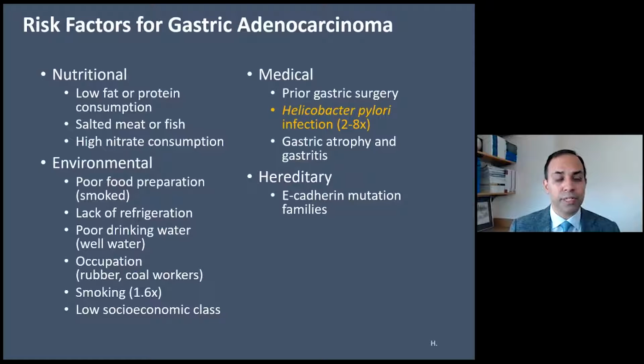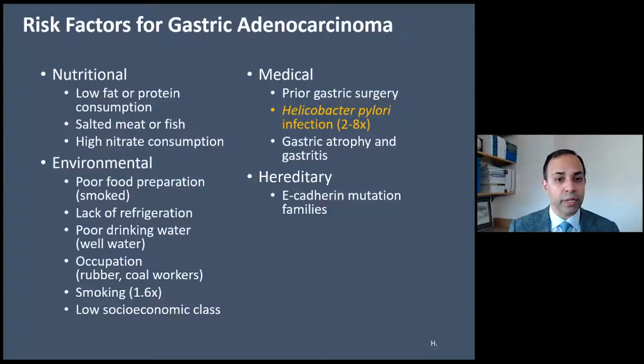With gastric cancer, the primary form of gastric cancer seen is gastric adenocarcinoma. There have been a number of risk factors identified that predispose patients towards developing gastric cancer. These can roughly be broken down into nutritional and environmental factors, medical comorbidities or history, and hereditary factors. Germline mutations in the E-cadherin gene are associated with a form of familial gastric cancer that is inherited in an autosomal dominant pattern. This is the only clearly identified inherited risk factor.